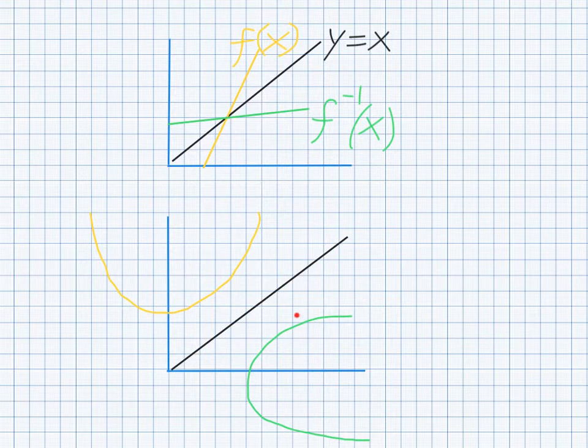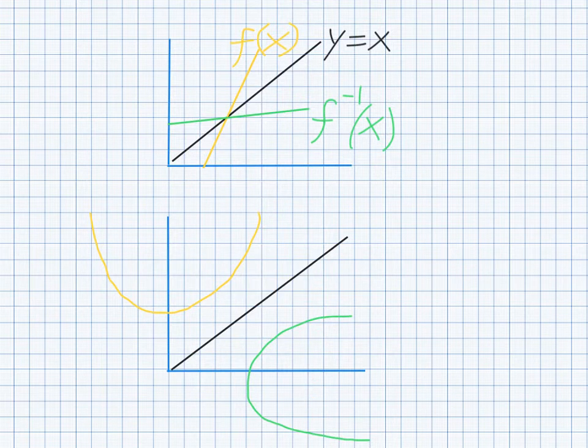The graph of the inverse of f of x gives us something that's not a function, but this is a square root. This is the plus and then the minus of a square root function. It's not a function because it doesn't pass the vertical line test.